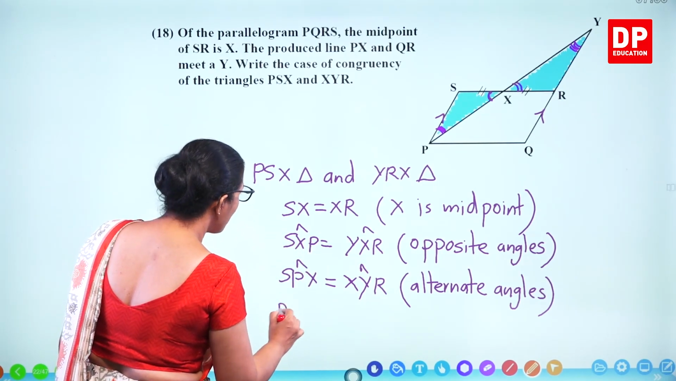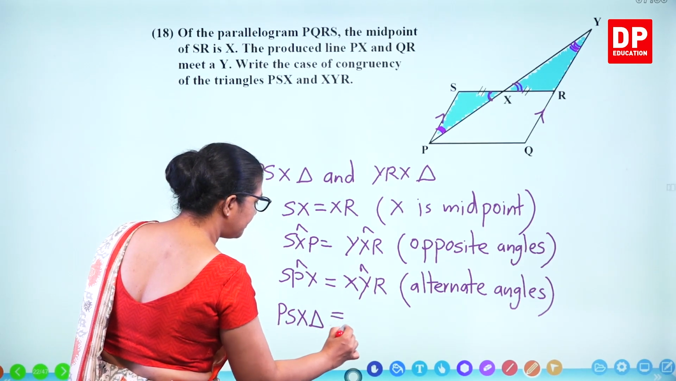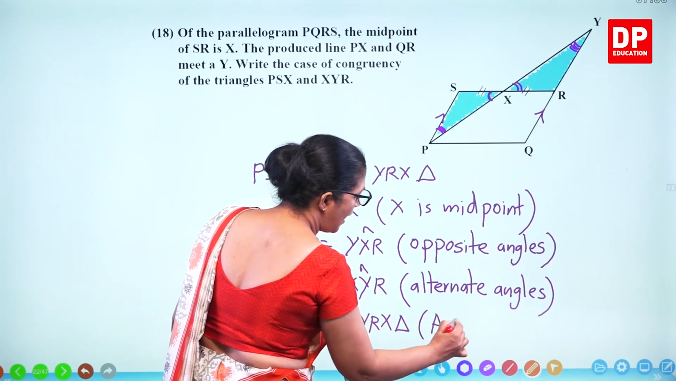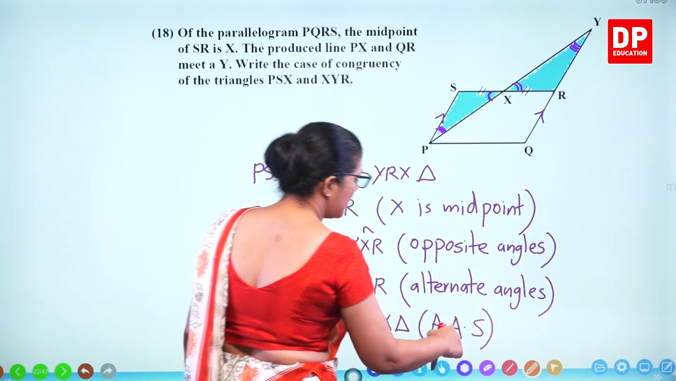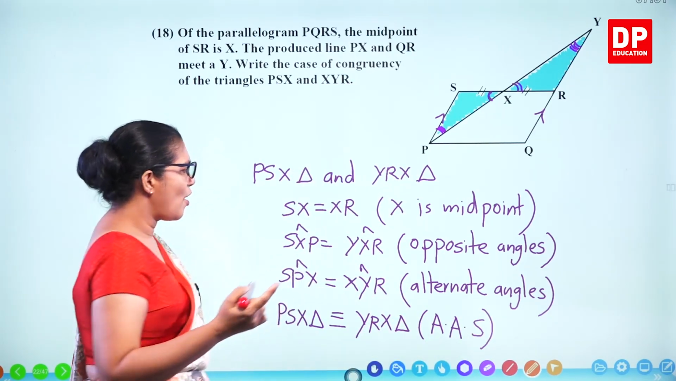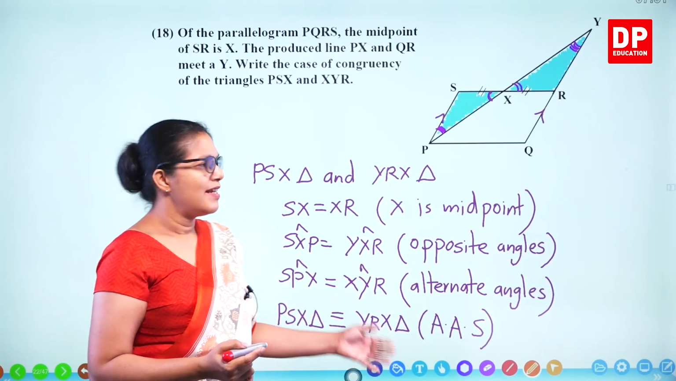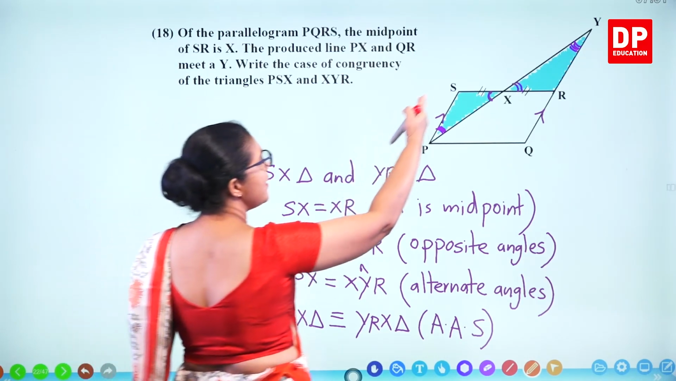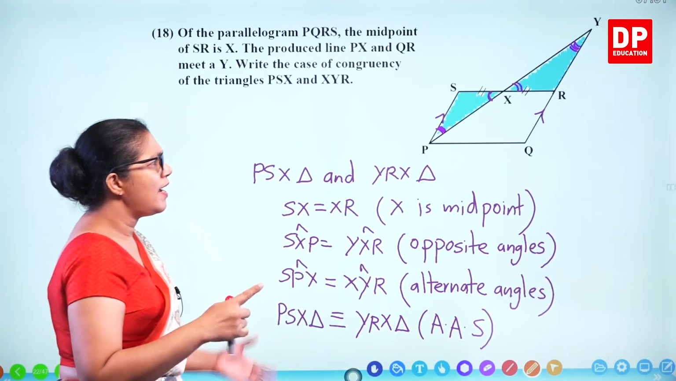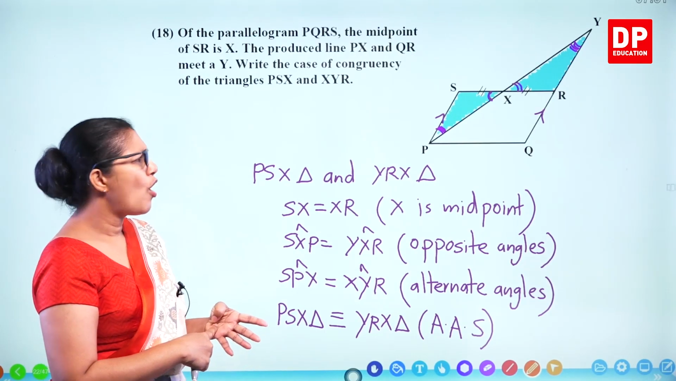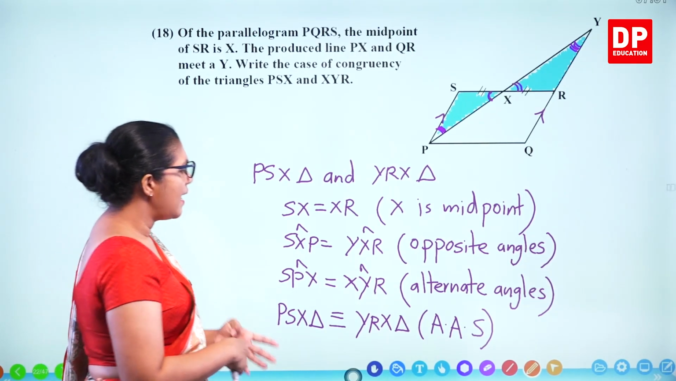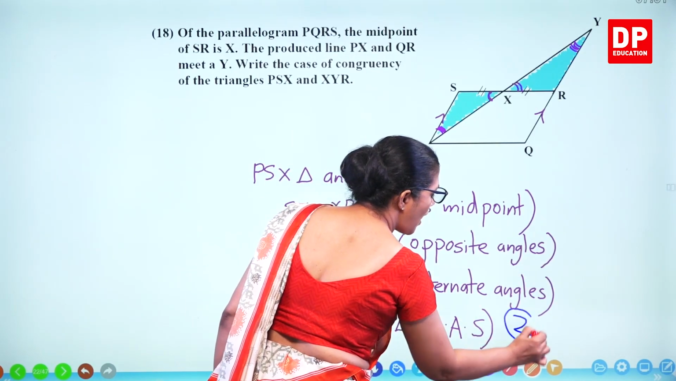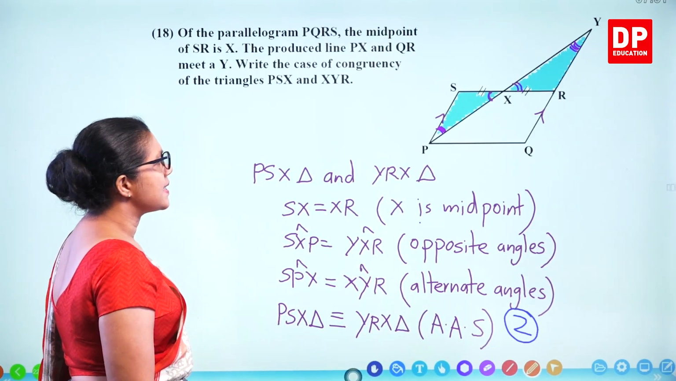So these two are congruent because of angle, angle, side. So you need to just write down the case, angle, angle, side. So you don't need to write down everything. For explanation, I did that. So just identify what is the case of the congruency. So this is angle, angle, side. So you get 2 marks for identifying the proper case.